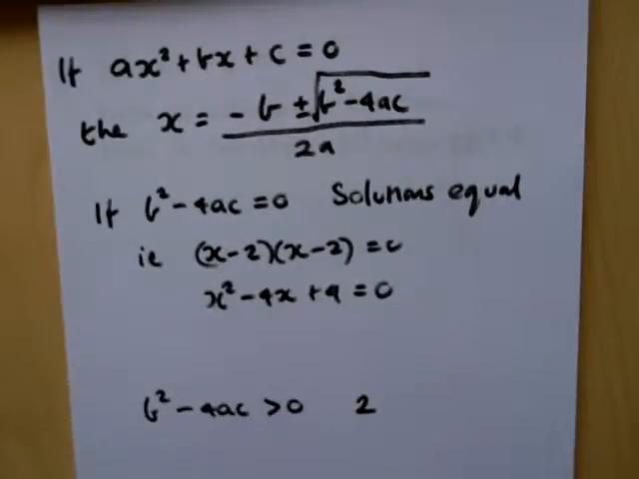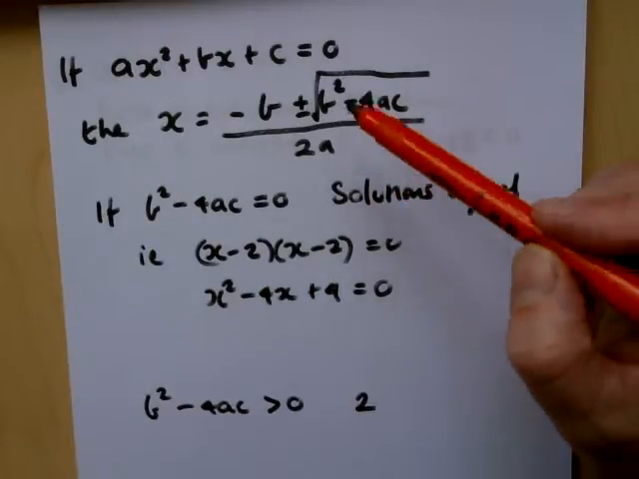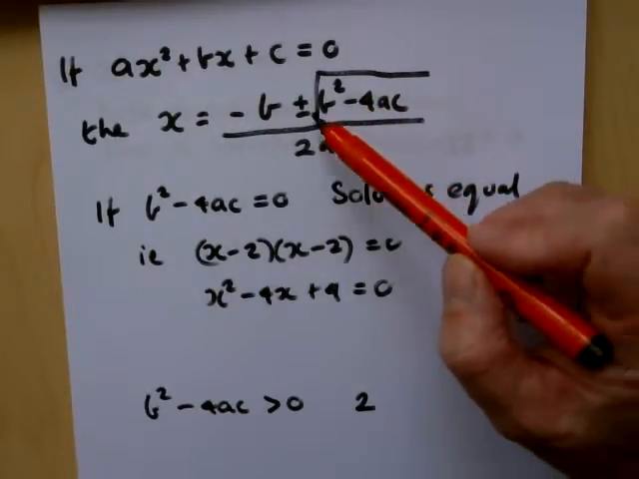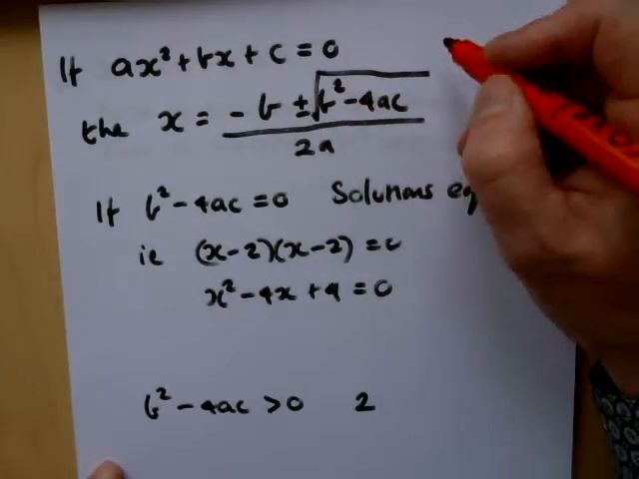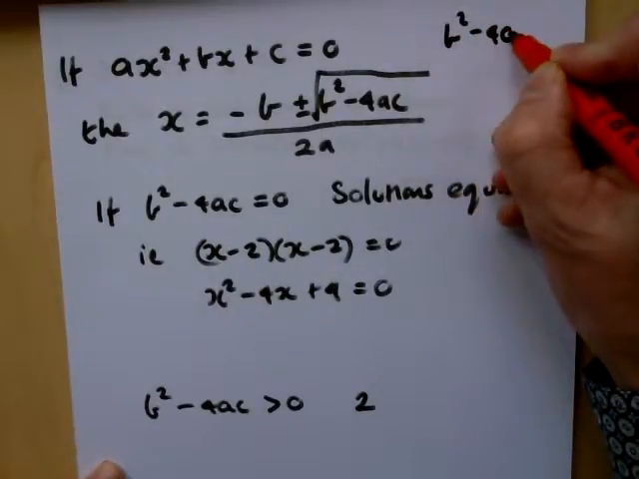So in this video, I'm going to look at roots of equations. On the roots of equations, we can determine how many roots a quadratic equation has by looking at what's called the discriminant, and this is the part of the quadratic formula that's inside the square root. So our discriminant is b squared minus 4ac.